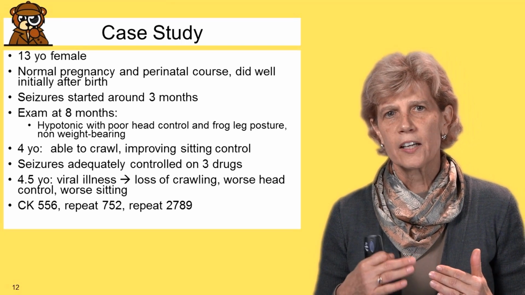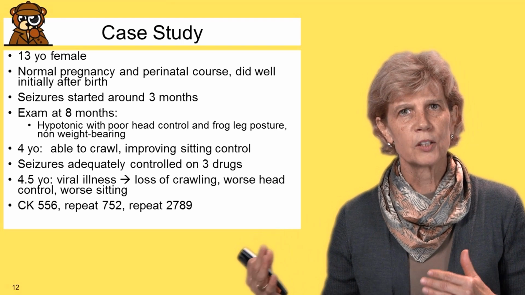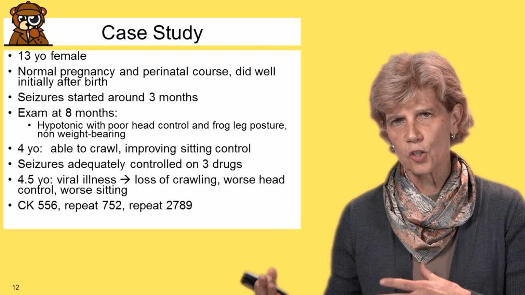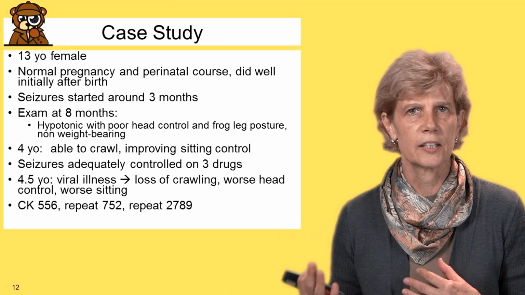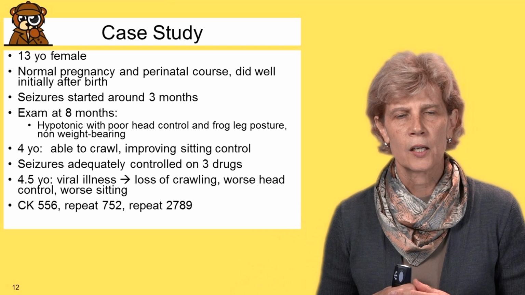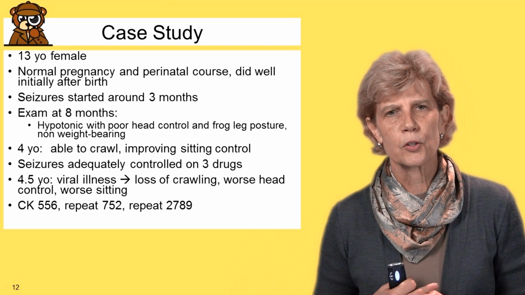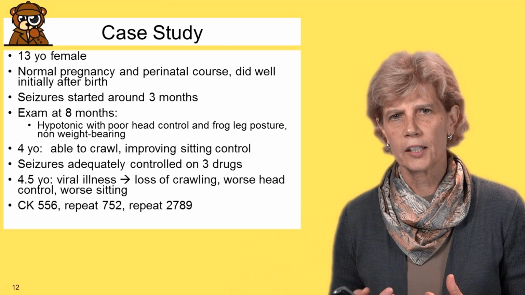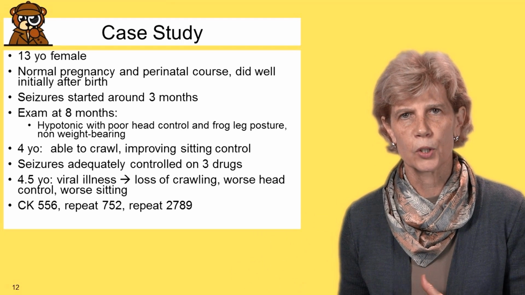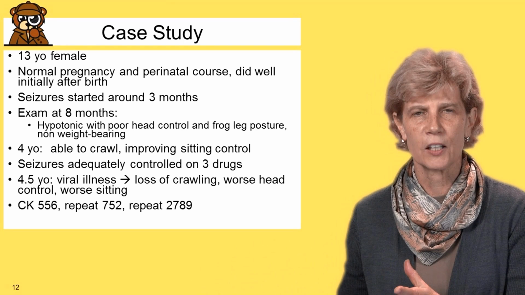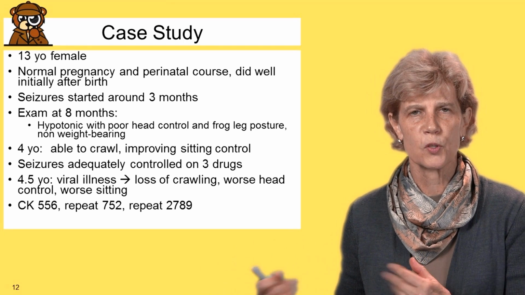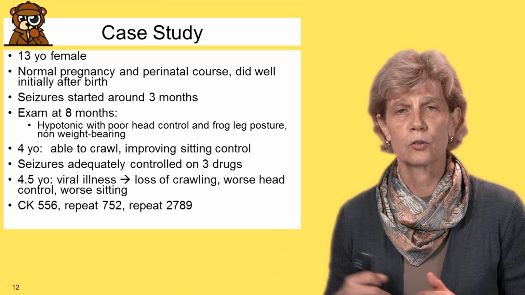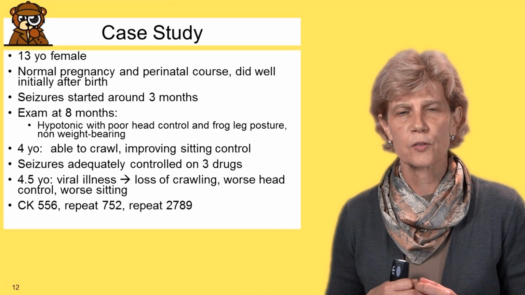At this point, we had assumed that her whole developmental problem was because of whatever went wrong with her brain that caused the seizures, and we weren't thinking about any other kind of muscle problem. However, when she was 4.5 years old, she had a viral illness that resulted in loss of crawling, poor head control, and worse sitting. So she just lost developmental milestones from a motor perspective, although the rest of her health had returned to normal after this mild viral illness.